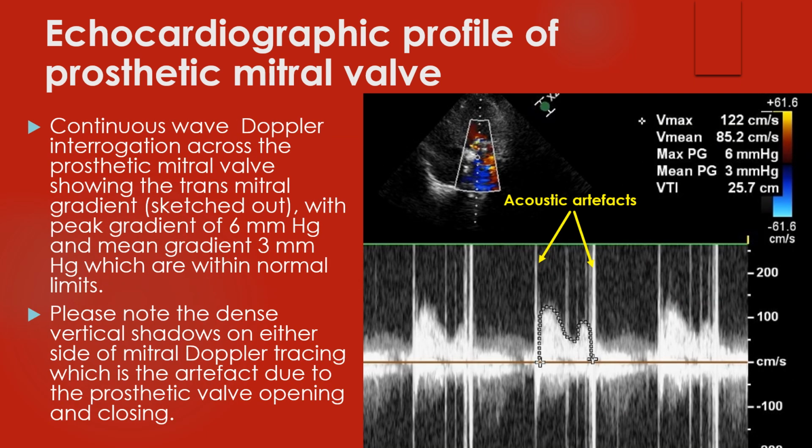Continuous wave Doppler interrogation across the prosthetic mitral valve showing the transmitral gradient with peak of 6 mm of mercury and mean of 3 mm of mercury, which are within normal limits. Please note the dense vertical shadows on either side of mitral Doppler tracing, which is the artifact due to the prosthetic valve opening and closing.